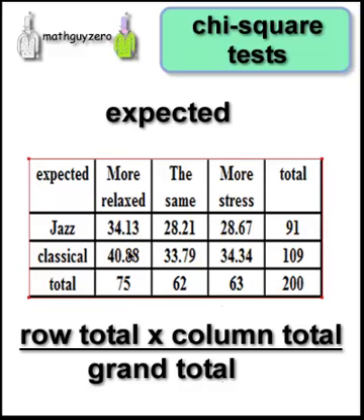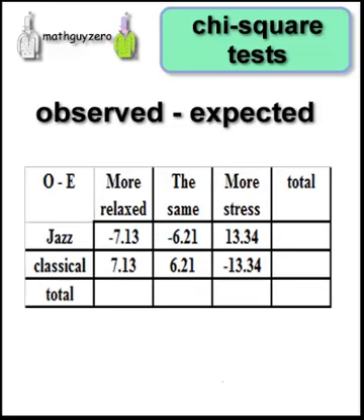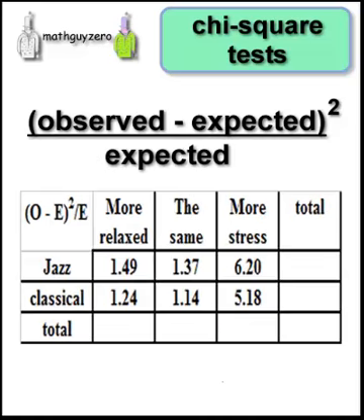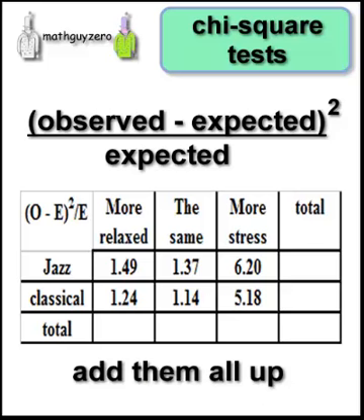So these are the expected values if the null hypothesis were true, and there was no difference, no relationship going on there. So we just follow the formula. Observed minus expected, there's those values. And we square those values. And then we divide those squared values by the expected values again. And then we add up all those values, and that's going to give us our chi-squared test statistic.